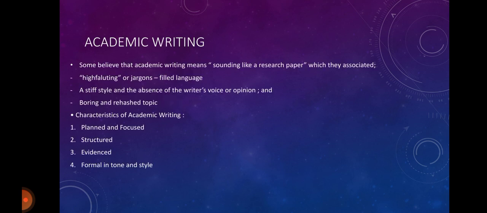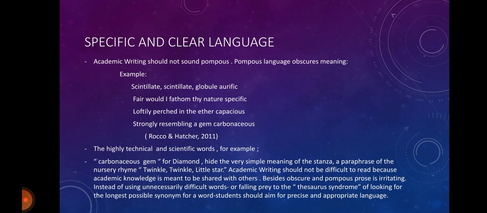Academic writing. Some believe that academic writing means sounding like a research paper, which they associate with highfalutin language or jargon, a stiff style, the absence of the writer's voice or opinion, and boring, rehashed topics. Characteristics of academic writing: plan and focus, structure, evidence, formal tone and style, specific and clear language.